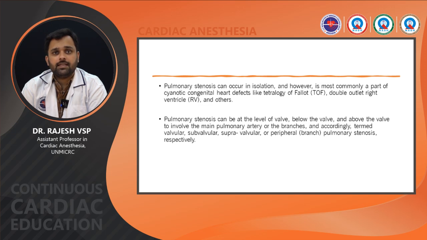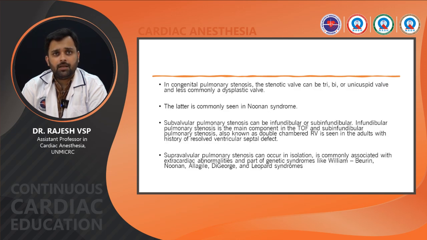Pulmonary stenosis can be at the level of the valve, below the valve, and above the valve to involve the main pulmonary artery or the branches, and accordingly termed valvular, subvalvular, and supravalvular or peripheral, that is branch pulmonary stenosis, respectively. In congenital pulmonary stenosis, the stenotic valve can be tri-, bi-, or unicuspid, and less commonly a dysplastic valve. The latter is commonly seen in Noonan syndrome.